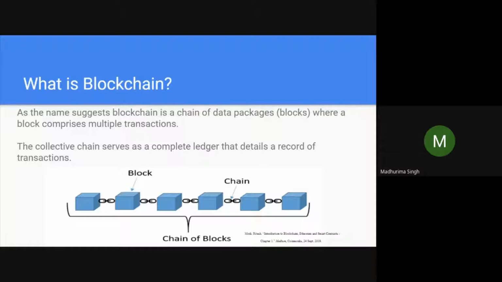We cannot add a new block in the middle. We cannot rearrange the existing blocks. We cannot just delete an earlier block or edit it. The term sometimes used is that blockchain is append only.